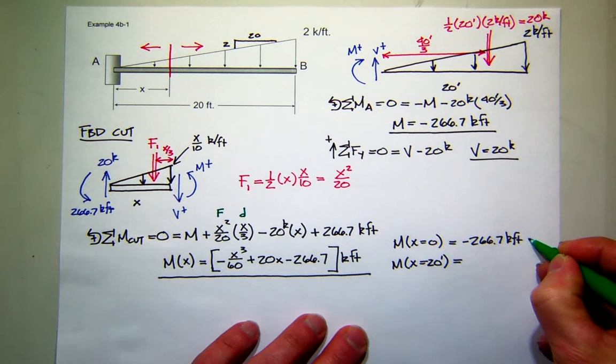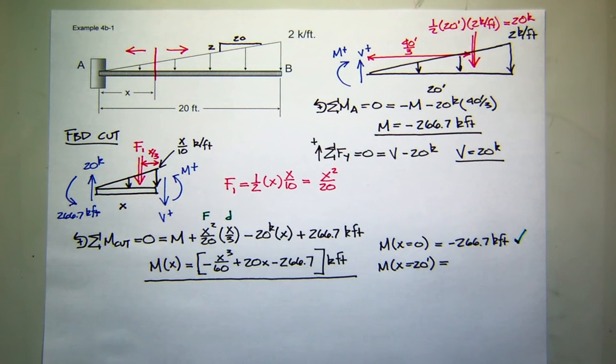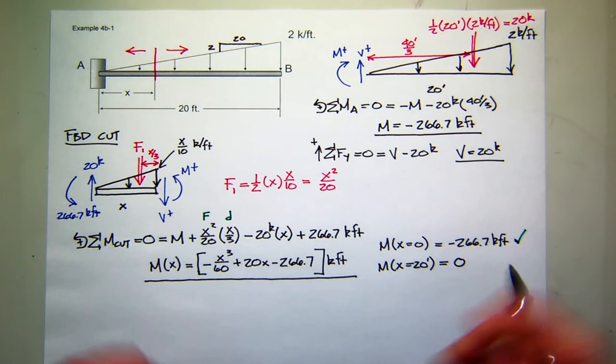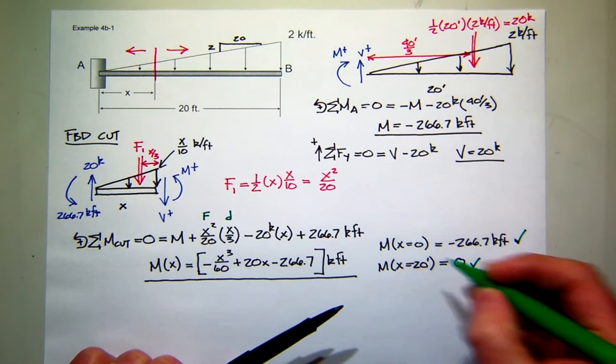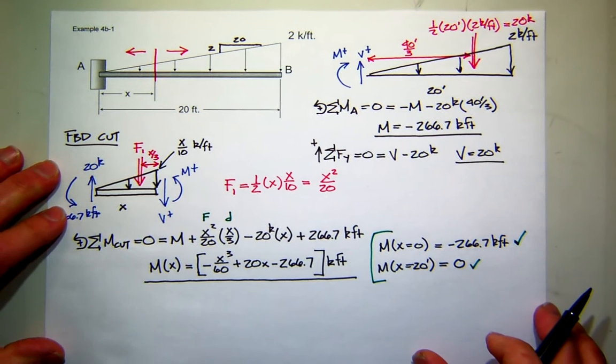So this is good. Goes to 0? Oh, I love it when a plan works. So I checked both of those. So those are both good. So now I have an equation for the moment, and I can find the maximum and I can find the moment at any distance x I wish. Isn't that cool? Now let's find the shear force.